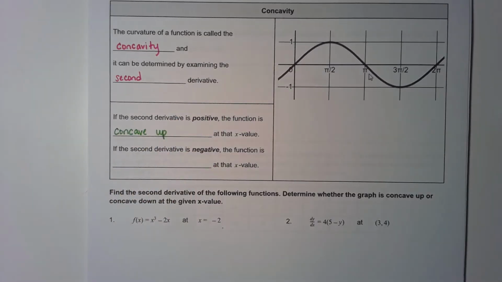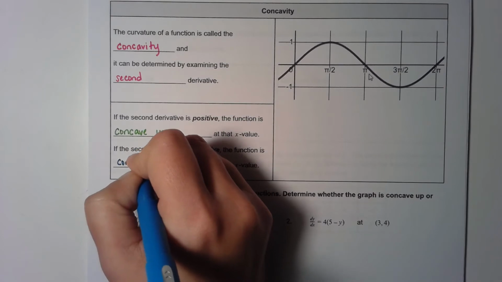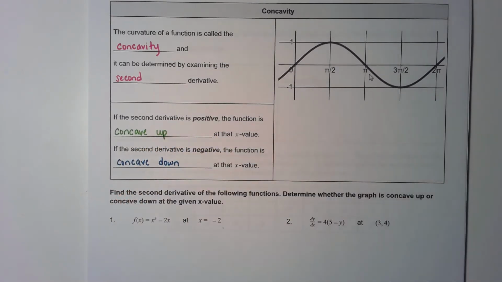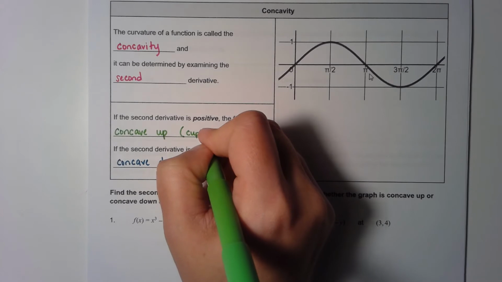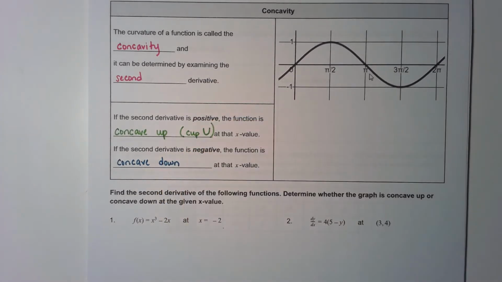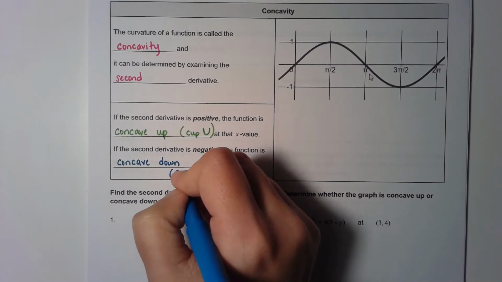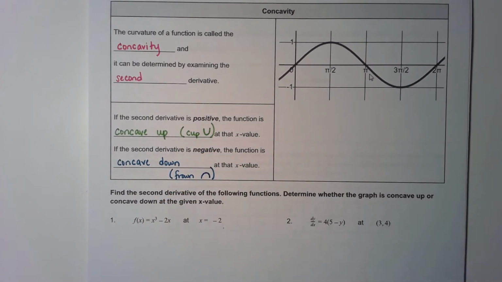And if the second derivative is negative, then the function is concave down. So what does this look like visually? Concave up means that the graph looks like a cup. So it's curved like this. And concave down means that the graph looks like a frown. So it's curved like this.